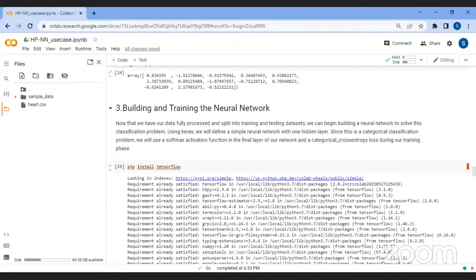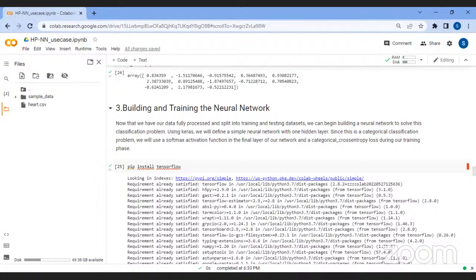Building and training the neural network was the major part of the analysis we are looking into. Now we have our data fully processed and we have split the data into training and testing data sets. So we can begin building a neural network model to solve this classification problem. Here we have used Keras, where we will define a simple neural network with one hidden layer. That is the beginning method we have done.